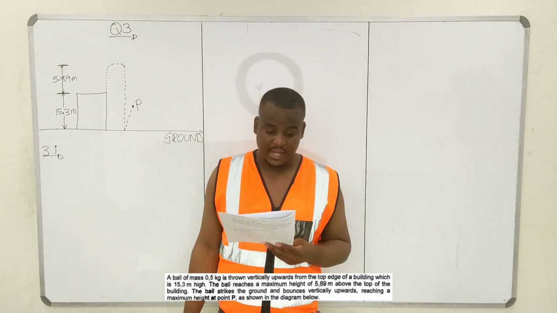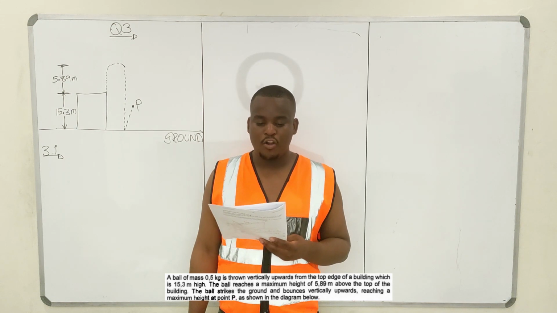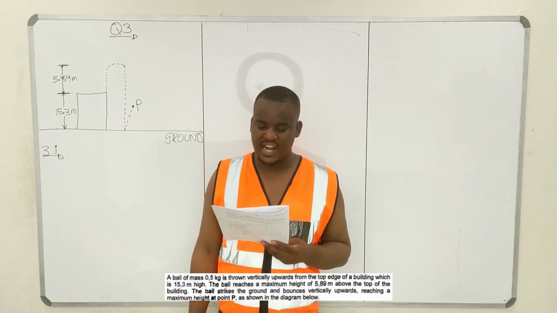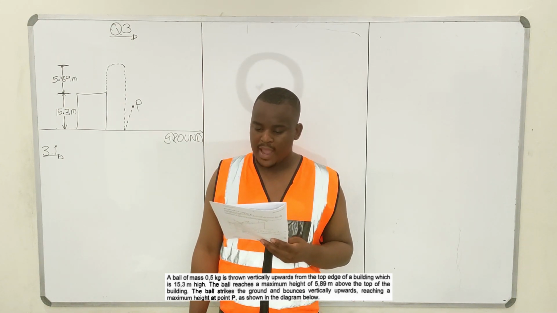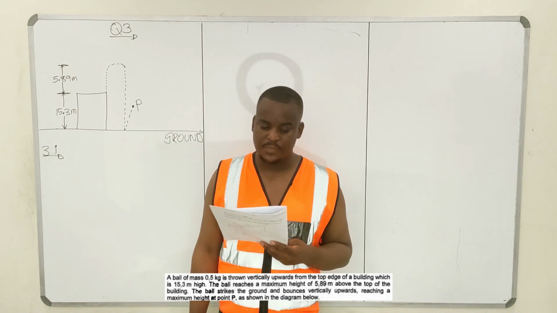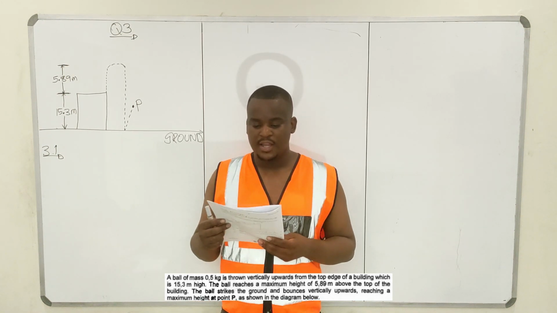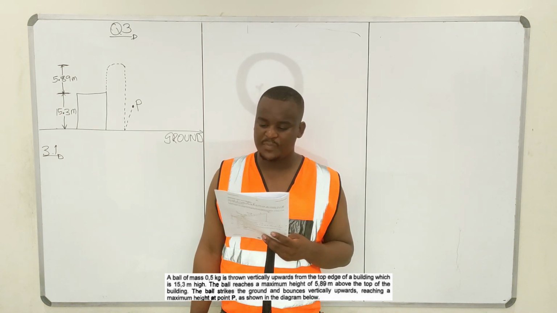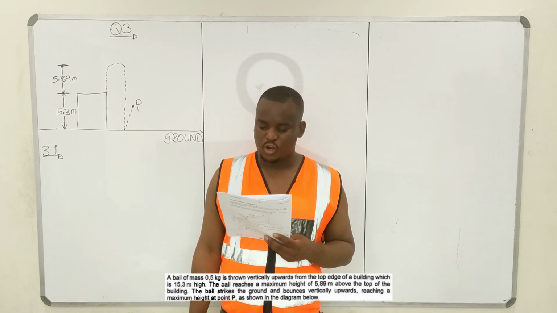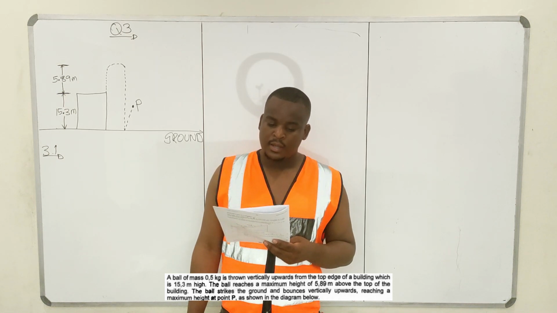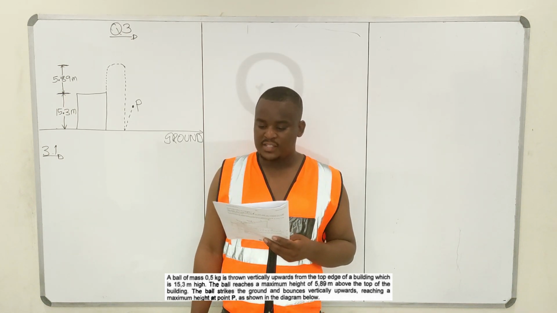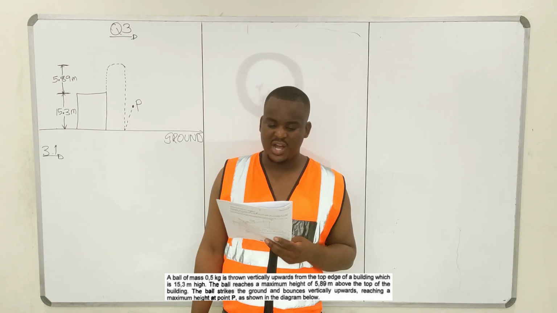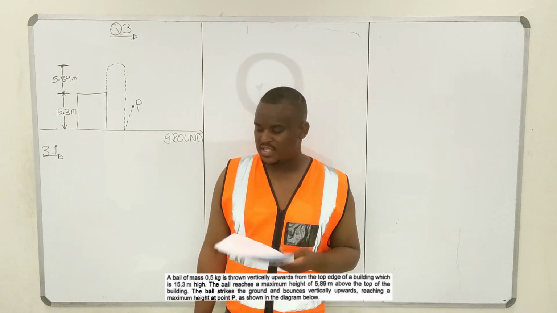Let me try to read this again. They're saying a ball of mass half a kg is thrown vertically upwards from the top edge of a building, which is 15.3 meters high. They're saying the ball reaches a maximum height of 5.89 meters above the top of the building. The ball strikes the ground and bounces vertically upwards, reaching a maximum height P as shown in the diagram.